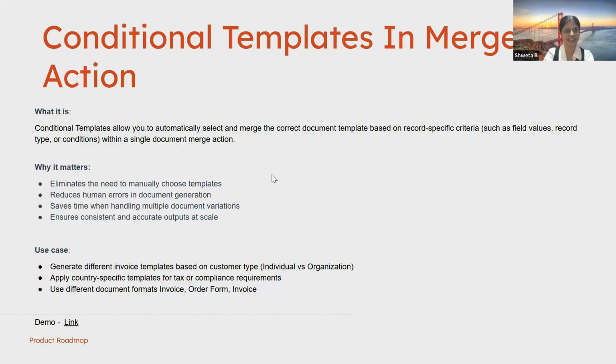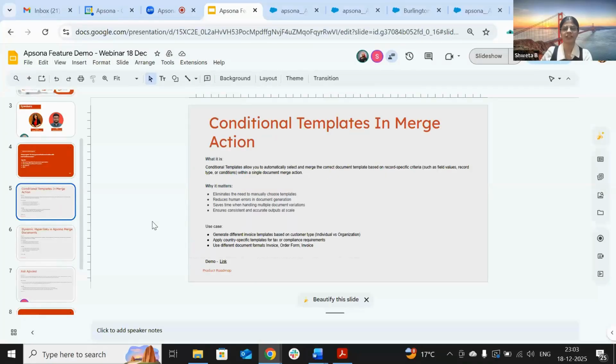Let's move to our first feature: the conditional template in merge action. I'm sure we all are familiar with creating multiple merge actions in a single report, be it a single step report or a multi-step report, right? Conditional template is something similar, where you can use multiple templates in a single merge action. Based on the selected criteria, it will give you the unique template for your particular record.